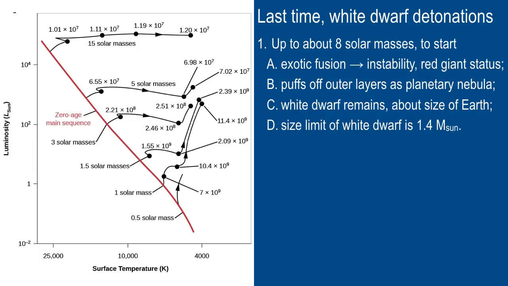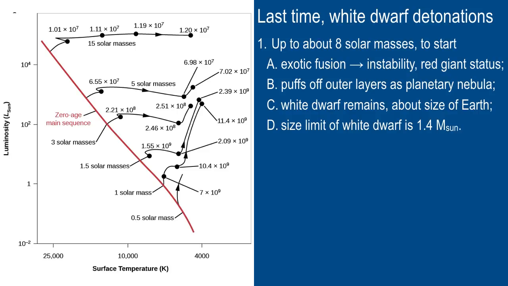So you might say to yourself, well, Dr. B, I thought fusion is what keeps things from collapsing. You know, the hot thermal outward pressure balancing with gravity. And the answer to that is yes, if it's fusing. But in a white dwarf star, you don't have any fusion. And so it's really hot.